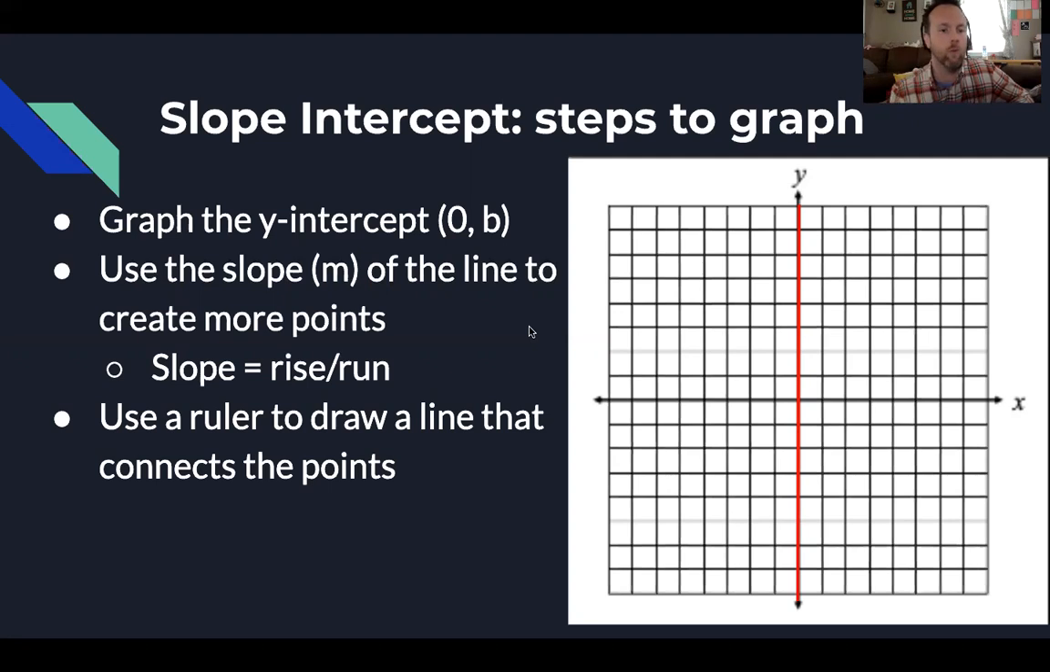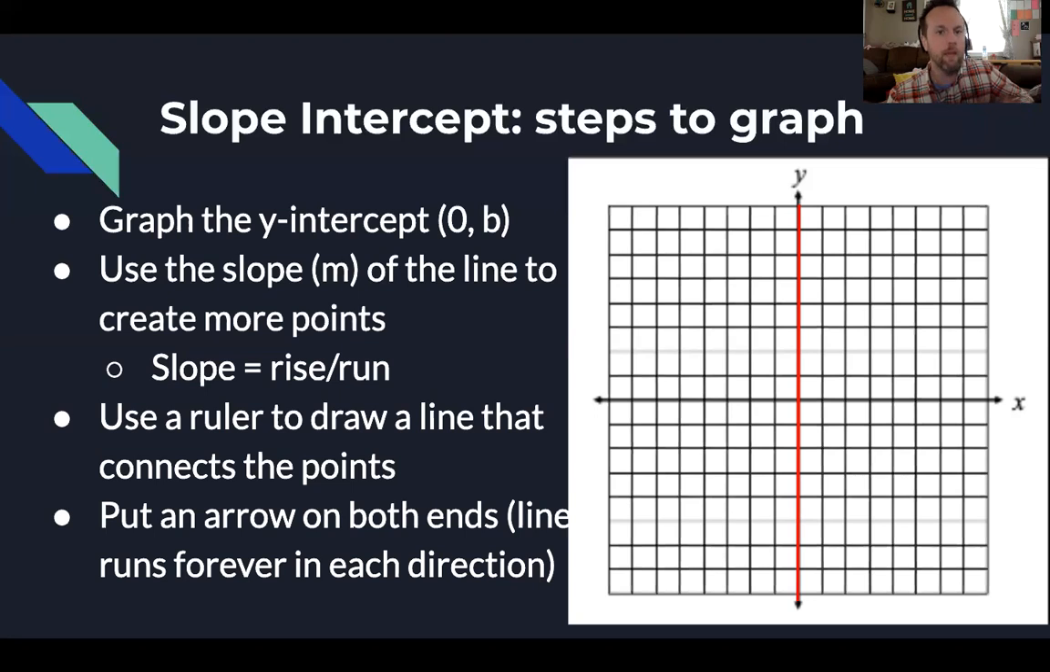And then we just use a ruler, if we're doing this on pencil and paper, to draw a line that connects those two points, because every point along that line is going to be a solution for the equation. But it's very hard to calculate all of the infinitesimally small points in between. That's why we look for intersections, but I'm getting ahead of myself. And then, since this is a line that runs forever in both directions, you put an arrow at each end. Now, what's this going to look like?